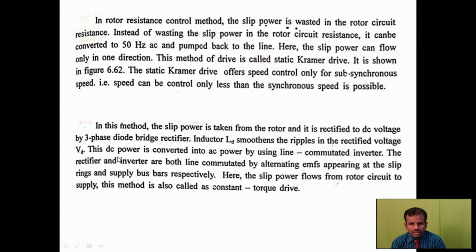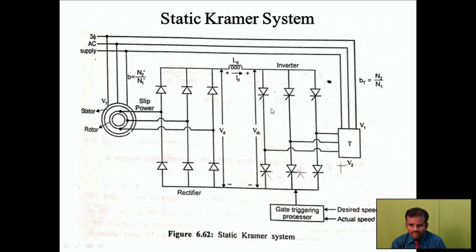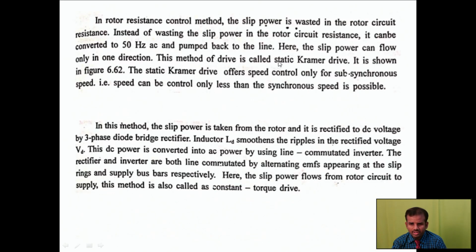And then this DC power is converted to AC power by using a line commutated inverter. This is the inverter circuit. Here we have to give the DC power to this inverter. It can be used to convert DC into AC, that is the line commutated inverter.